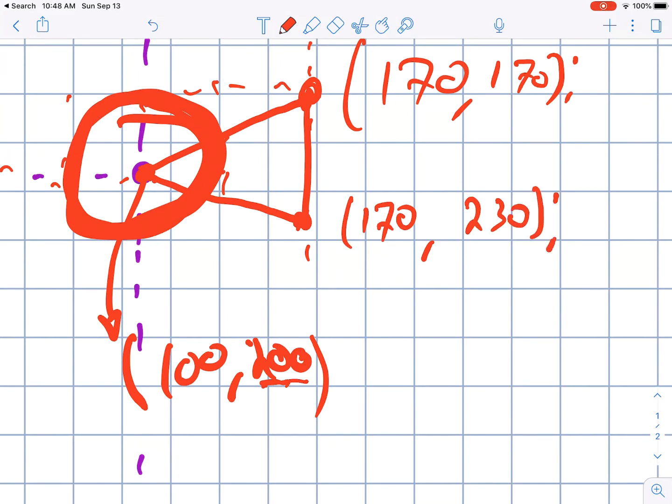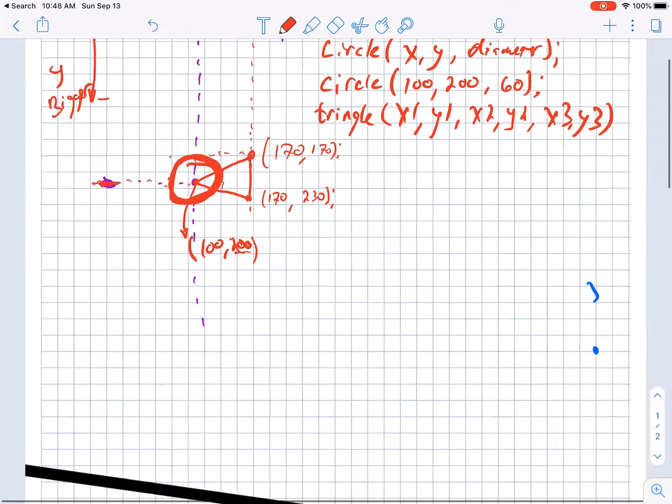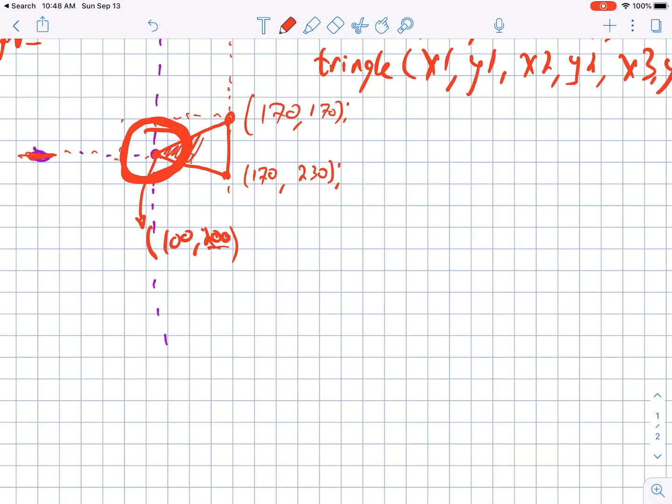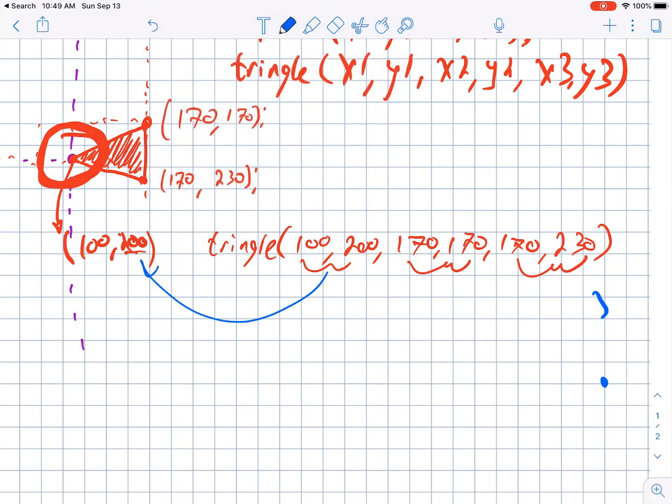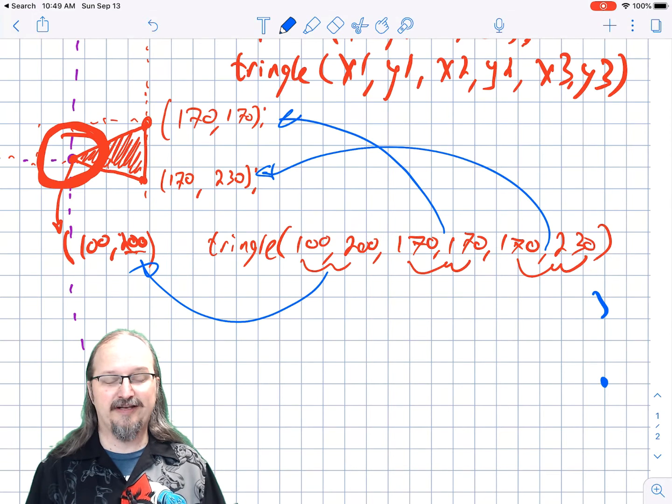All right? I don't know why I'm putting semicolons there. These are just xy coordinates. So if I wanted to write a triangle function to draw this triangle, I would write triangle, and then I would put my three endpoints in: XY, XY, XY. So again, this coordinate, and this coordinate. All right, so that's how we do a triangle.